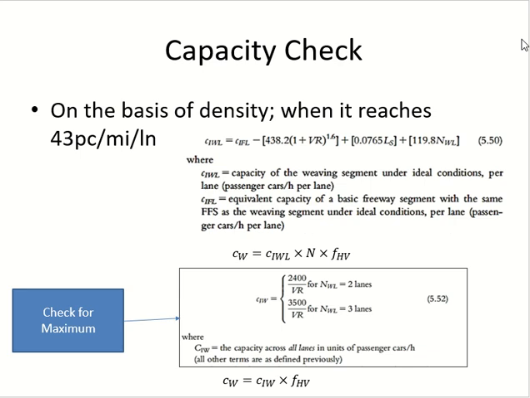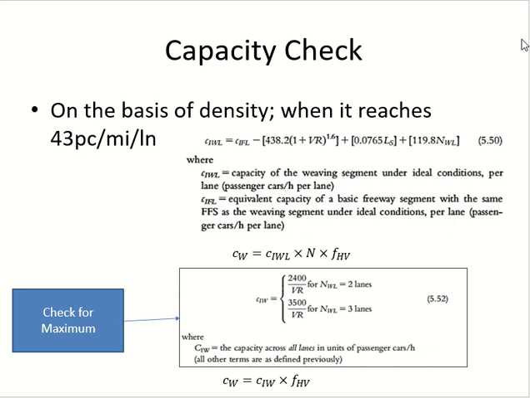So let's say this equation gives you 1000. You multiply by the number of lanes, you get 3000. So these ratios should be more than 3000. If they are less than 3000, you will take this one. So your capacity will be either from here or from these ratios.